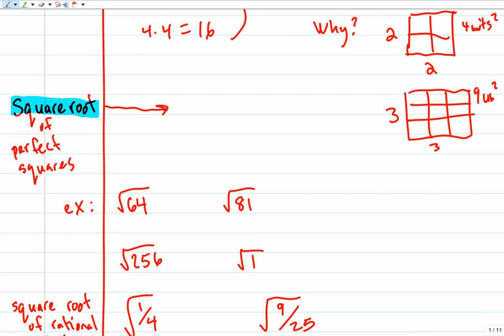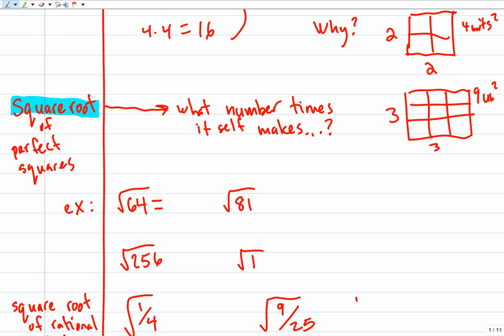When I do a square root of a perfect square, then basically we're asking what number times itself makes a given number. So when I have the square root of 64, we're saying what number times itself makes 64? Well, we already did 4 times 4 is 16, 5 times 5 is 25, 6 times 6 is 36, we're getting closer, 7 times 7, 8 times 8. There is a button in your calculator to do this, but you should be able to also know that 8 times 8 is 64.